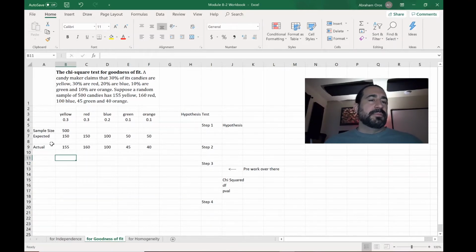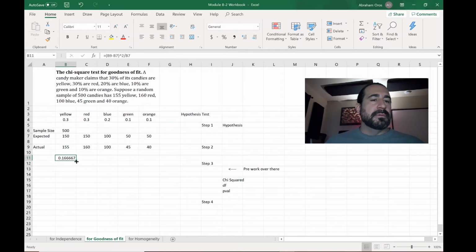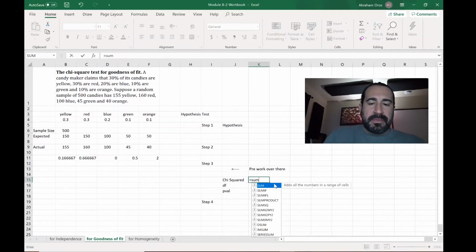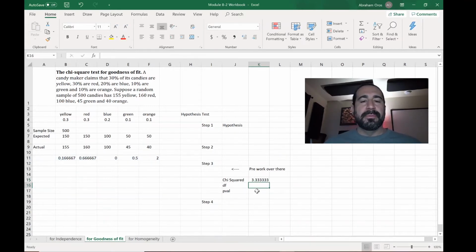And so we have the two pieces that we need to actually jump straight to the chi-square, right? So we take the actual minus the expected, and we square that, divided by the expected, and you have your number for each of them. Now we drag it across for all of them, and that's it. So to get our chi-squared, we're going to sum all these up. Now we have 3.3333.